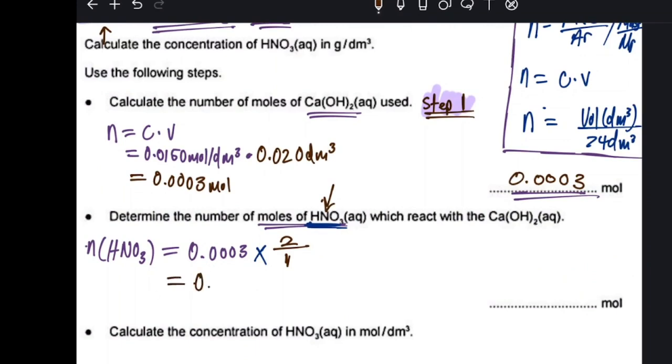You get 0.0006 moles. Okay? Because it would be 0.0003 times 2 over 1 is just 2. So 0.0003 moles times 2, which becomes 0.0006 moles. So that's your answer, 0.0006. Are we together?